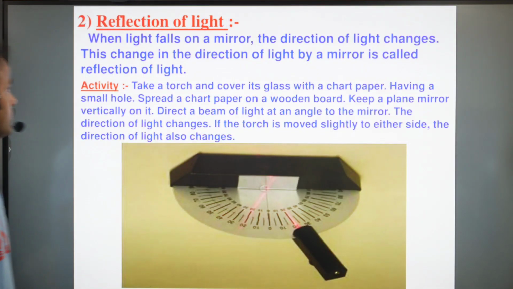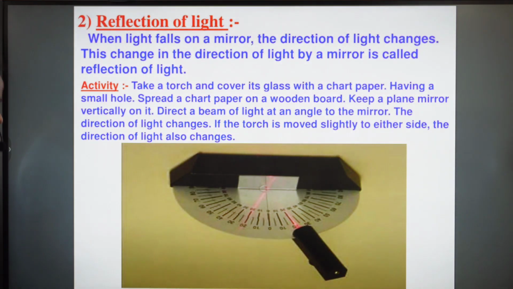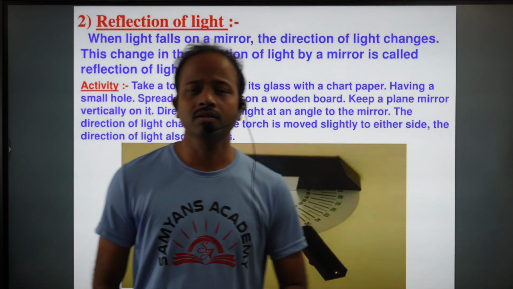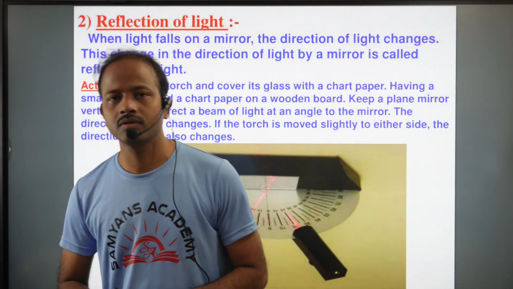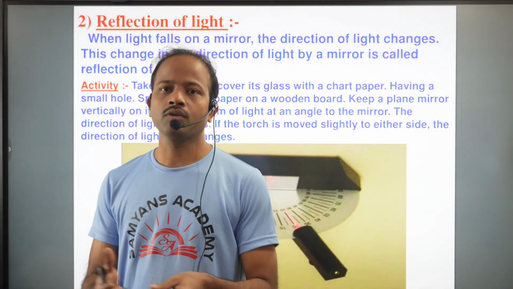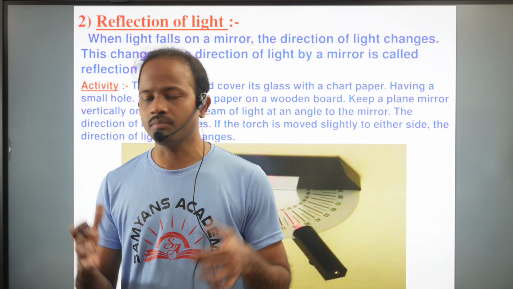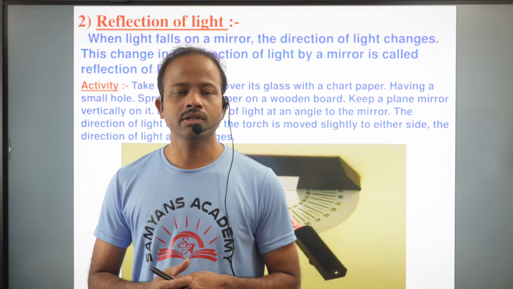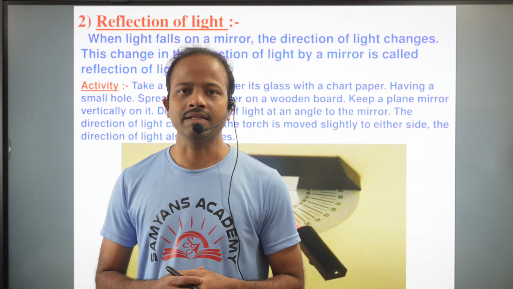Now here is the reflection of light. How can we see objects? How are the objects visible to us? When you enter a dark room, can you see the objects clearly? No, we cannot see, right?